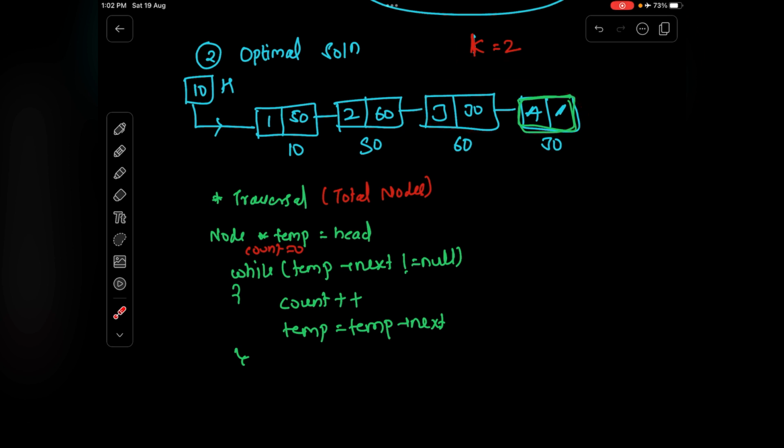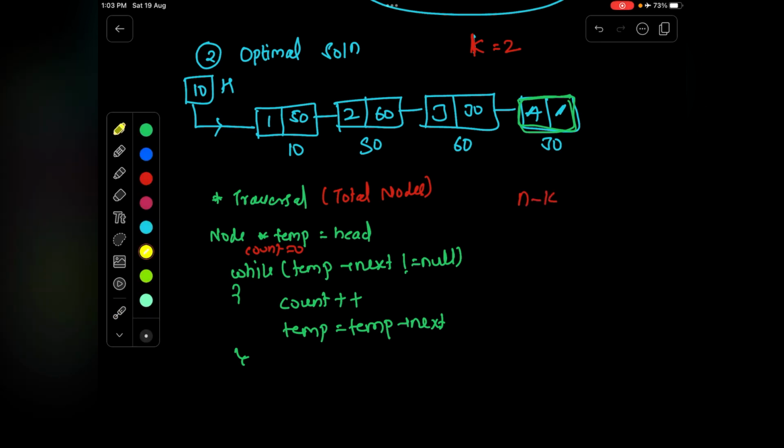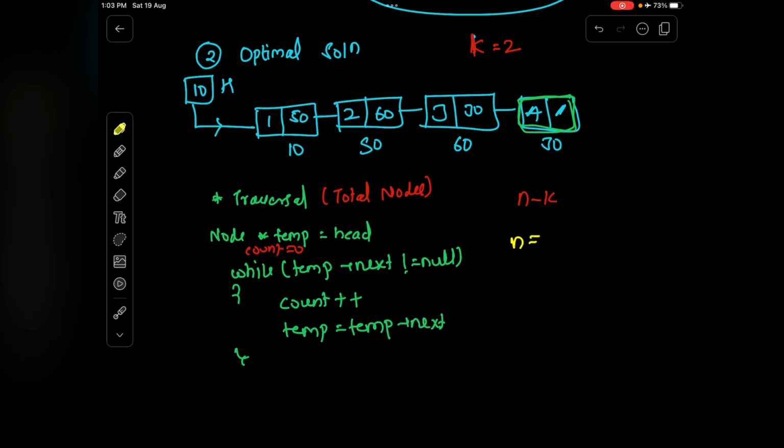So how many nodes do I need to go further in order to rotate the last 2 nodes? I repeat, how many nodes do I need to go further in order to rotate the last k nodes? Can I say n minus k, right? Initially in this, what is the value of n? It is 4, and the value of k is 2, which means I need to go 2 nodes ahead in order to rotate the last 2 nodes. So this is first and this is second. So I will come over here.